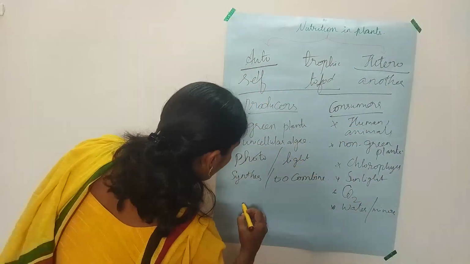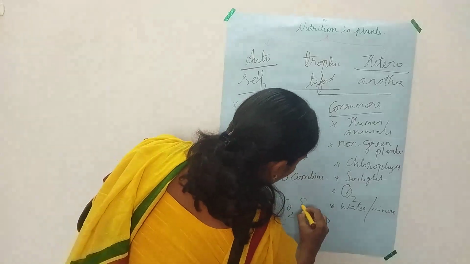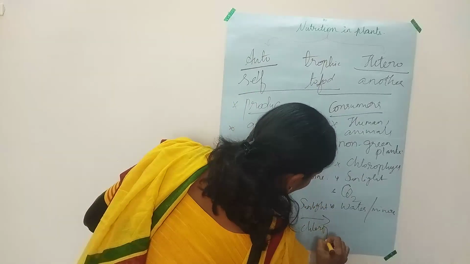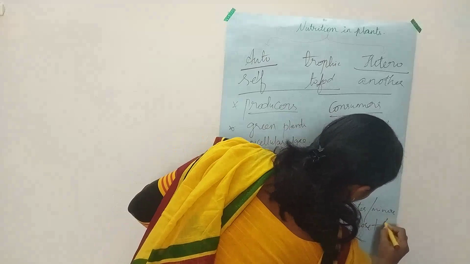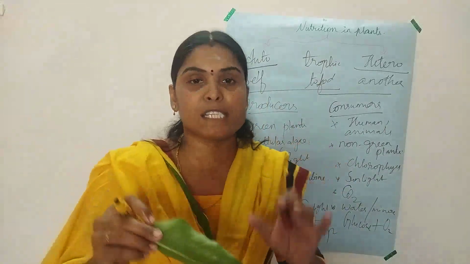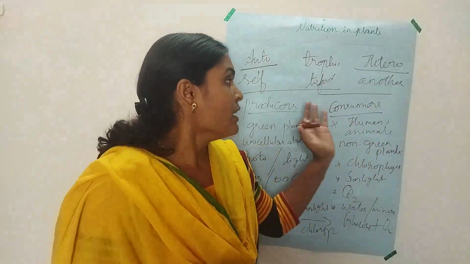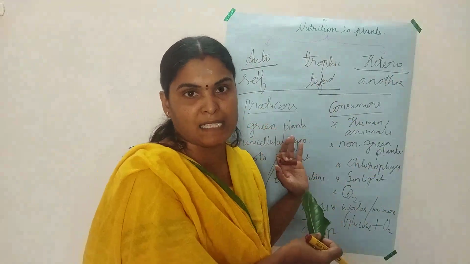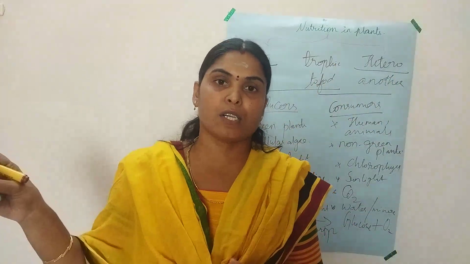So the formula is water plus CO2, in the presence of sunlight and chlorophyll, gives glucose plus oxygen. This is the most important process. With this process, the autotrophic mode of nutrition exists. Heterotrophic means we depend on these autotrophic plants. So, plants are also known as producers, and animals are known as consumers.